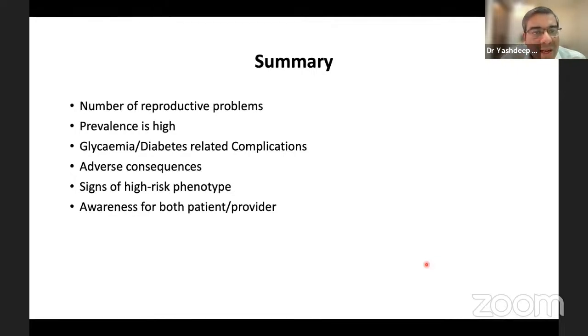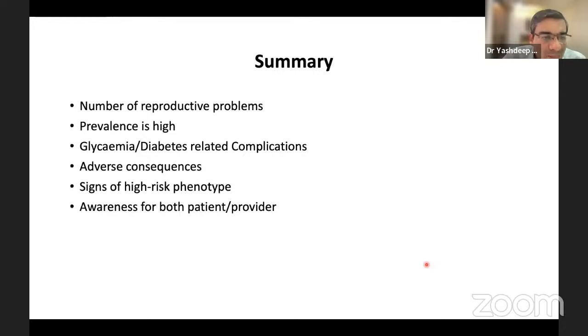So, summarizing my presentation, what I tried to highlight is that there are a number of reproductive problems. Some will manifest even during the adolescent phase, when the children are still following up in the pediatric clinics. The prevalence is quite high, so we need to keep a watch on these reproductive problems. There is an association with a high degree of glycemia and diabetes related complications with this sort of problem. So we have to manage glycemia at our best and prevent diabetes related complications to reduce the issues related to the reproductive period.